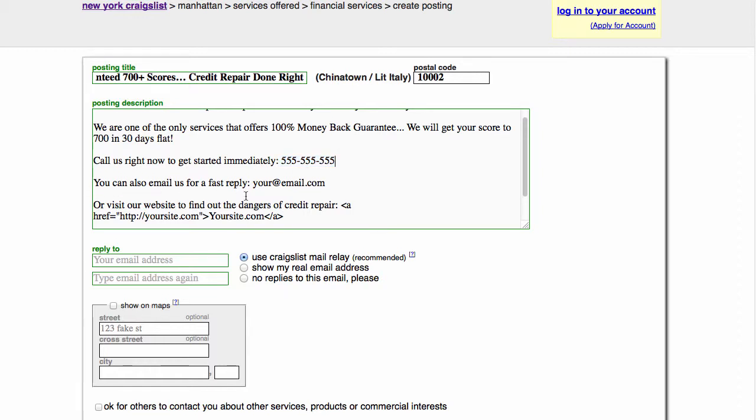You can also email us for a fast reply, your@email.com. You put your email here. In fact, you should also make this a link, a mail to link, which I didn't do, but you should make this clickable. Or visit us to find out the dangers of credit repair. And right here, you would just put a link to your landing page.